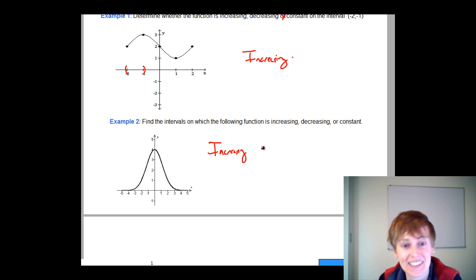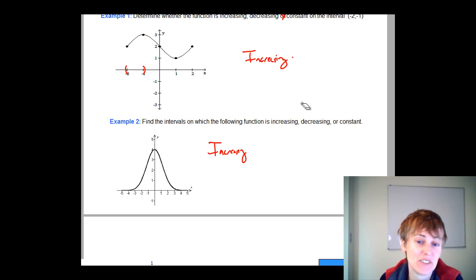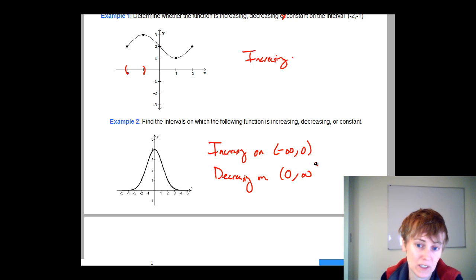So there's two answers, and so this is what we're going to say. It's increasing on negative infinity up to 0. It's going up, y is going up. And then it's decreasing on, we pick up from there, 0 to infinity. It's never staying constant, it's never level anywhere. Okay, so that's the end of example 2.